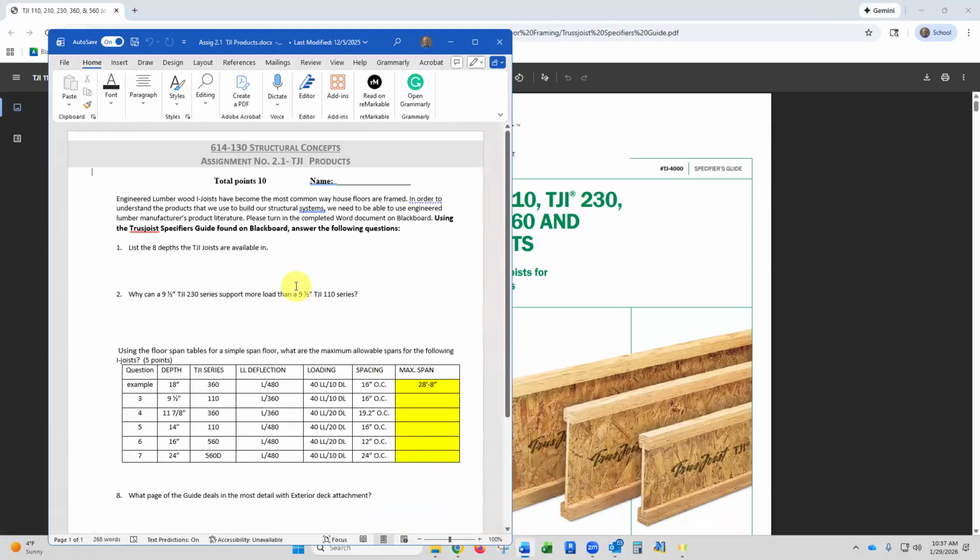This is the 8 depths the TJI joists are available in. So depth is the up and down dimension. Okay, so if it's 18 inches up and down, that would be an 18-inch depth. So there's 8 different depths the TJIs are available in. And then they come in different series. And so there's a diagram that shows what's the difference between the series. And then I ask you a question, why the 230 series can support more load than a 210 series if it's the same 9.5-inch depth.